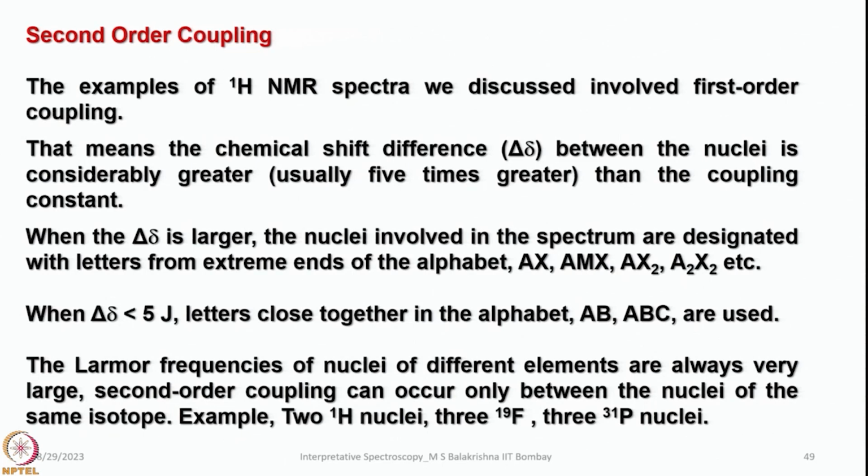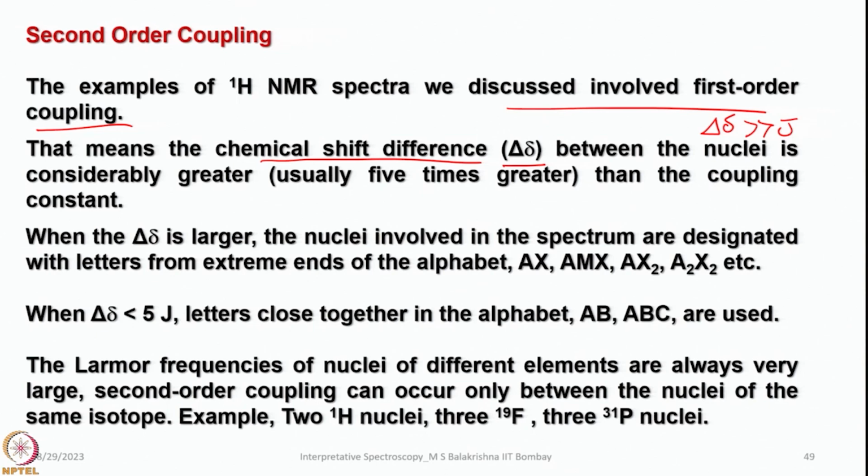So the examples of 1H NMR spectra we discussed so far involved first order coupling. That means the chemical shift difference, we call it delta nu, between the nuclei is considerably greater than the coupling constant, usually 5 times greater. That means when delta nu is greater than J, it is called first order coupling. When delta nu is larger, the nuclei involved in the spectrum are designated with letters from the extreme ends of the alphabet. For example, A and X, AMX, AX2, A2X2, depending upon how many such nuclei are there in a given molecule.